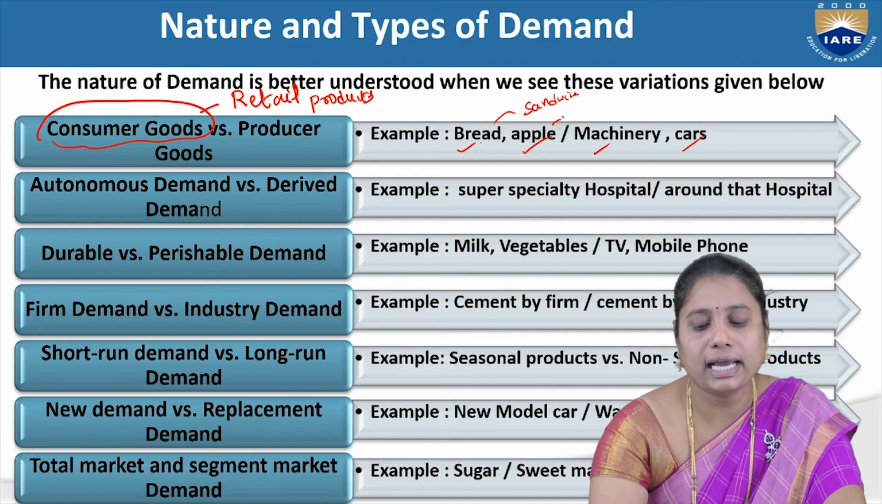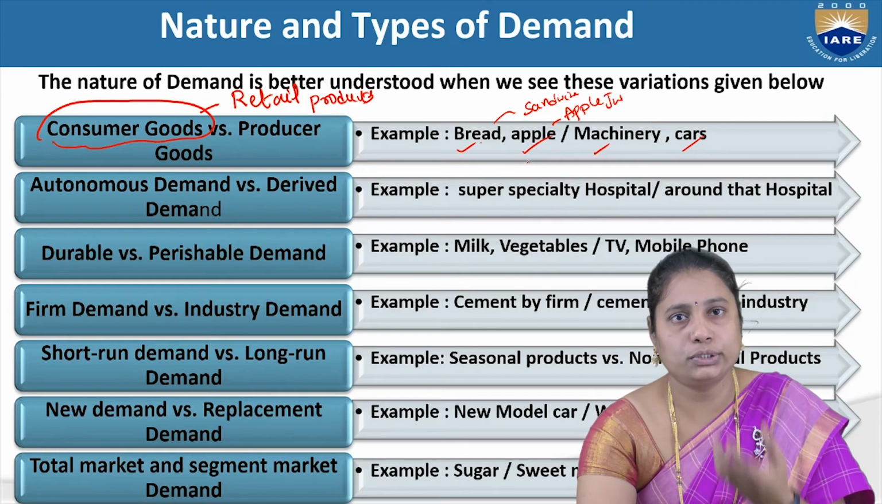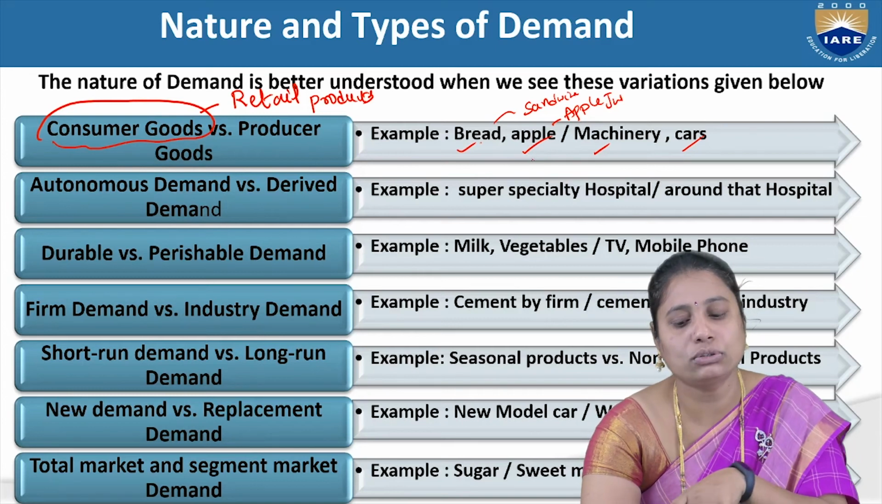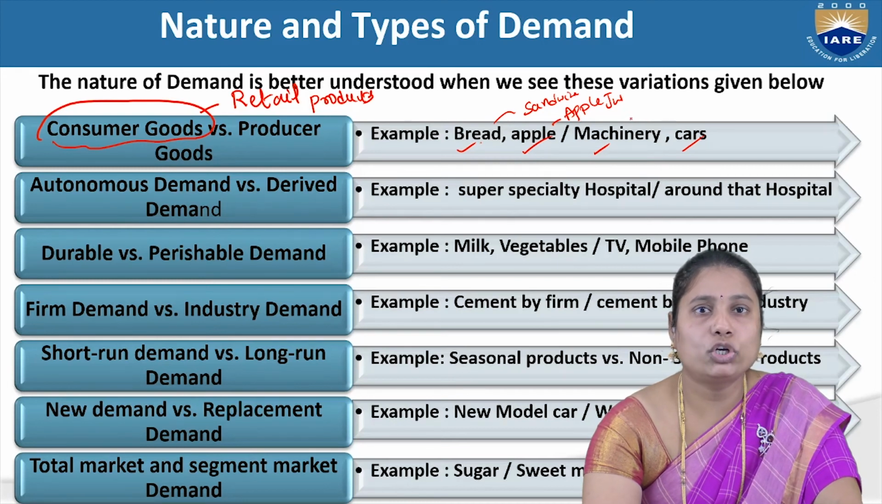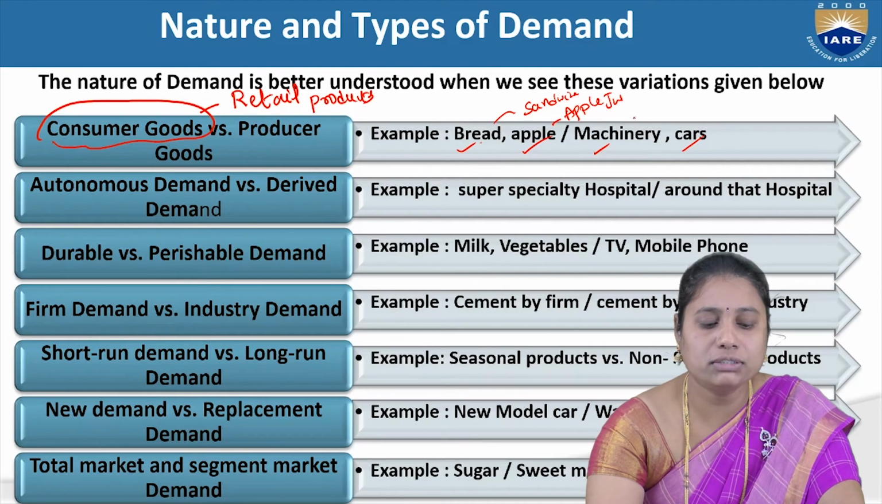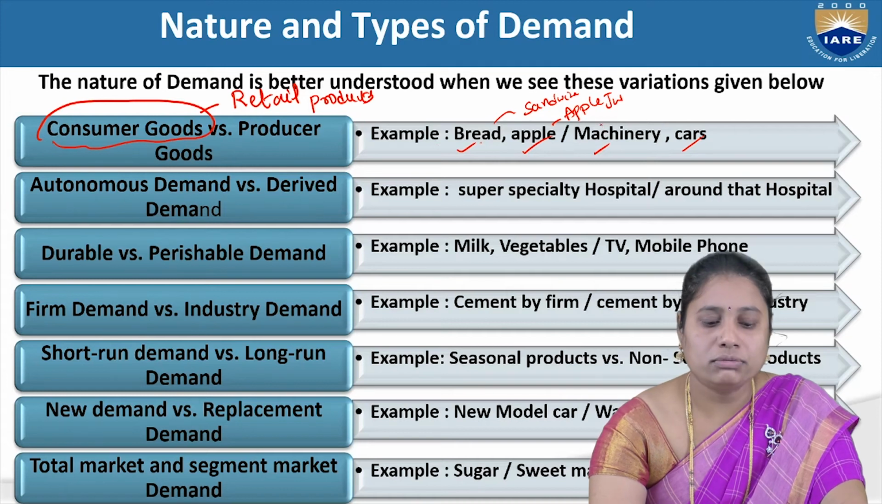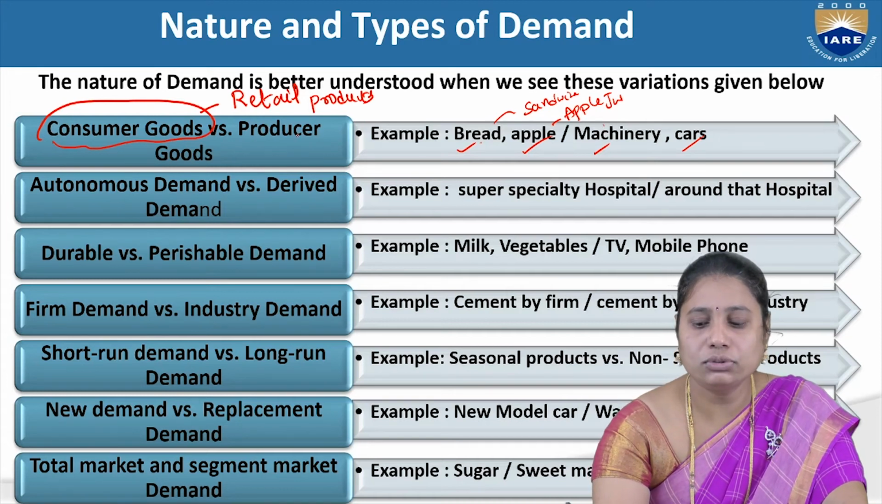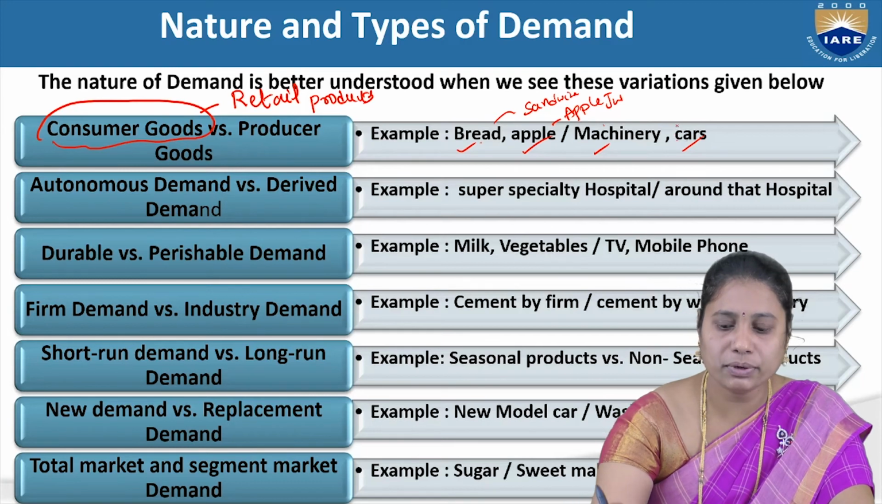An apple which is used for apple juice is called a producer good. An apple used for direct consumption is called a consumer good, and an apple used for apple juice is called a producer good. Machineries, like the washing machines and ACs we purchase, are called consumer goods. ACs used for cold storages are called producer goods. Cars used by an individual household are consumer goods. Cars used for Uber or Ola cabs are used for further services, so they become producer goods.